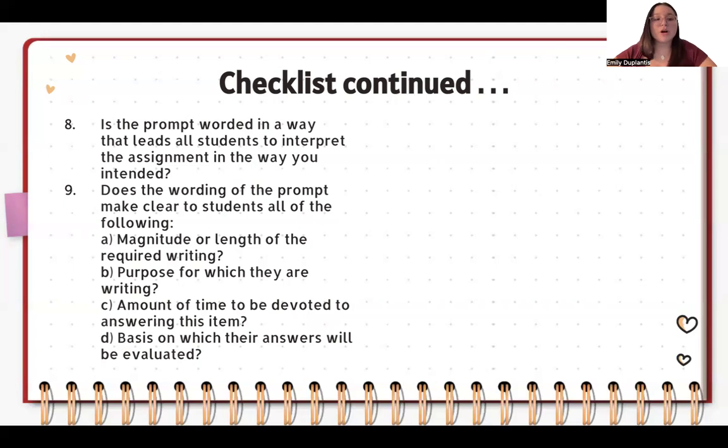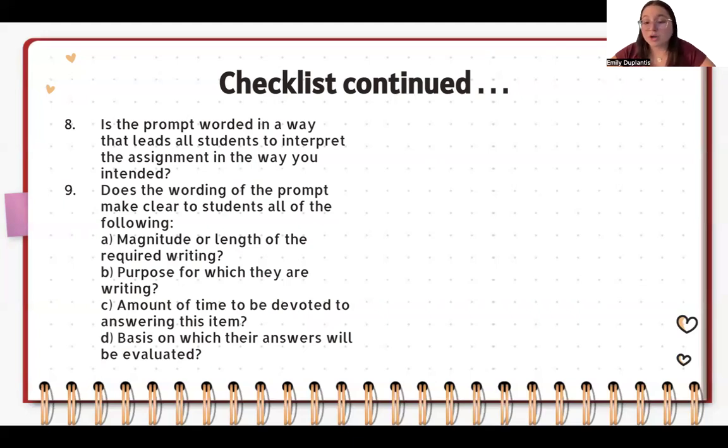9, does the wording of the prompt make clear to the students all of the following? A, magnitude or length of the writing. So are we writing a paragraph? Are we writing an essay, poem, etc.? B, purpose for which they are writing. C, the amount of time to be devoted to answering this item.